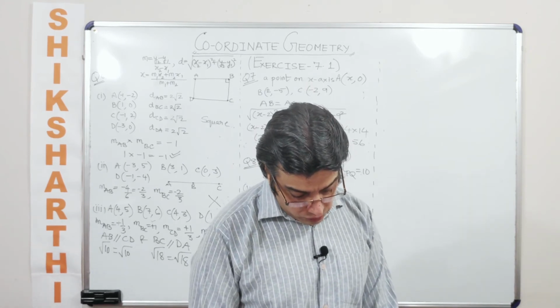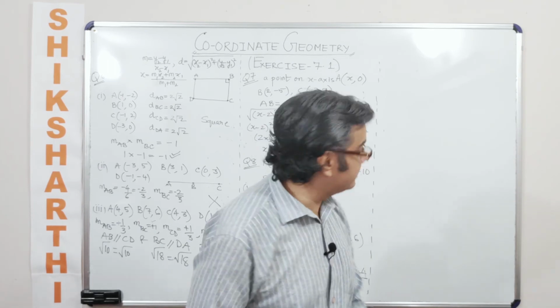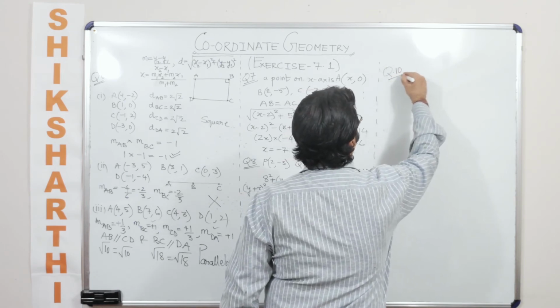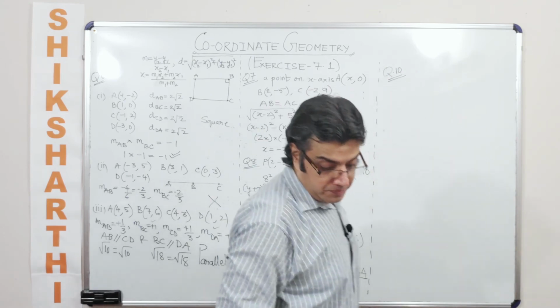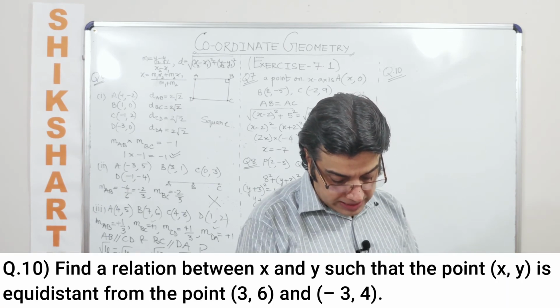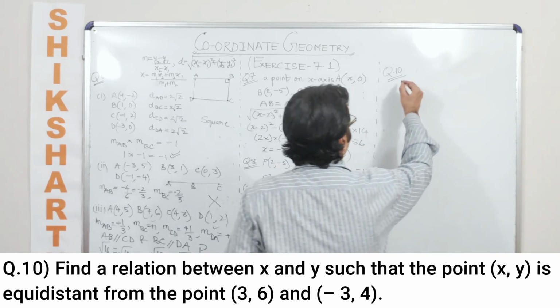Let's move on to the next question. And the next question is the final question, which is question number 10. So question number 10 says, find a relation between x and y such that the point x, y is equidistant from the point 3, 6 and minus 3, 4.